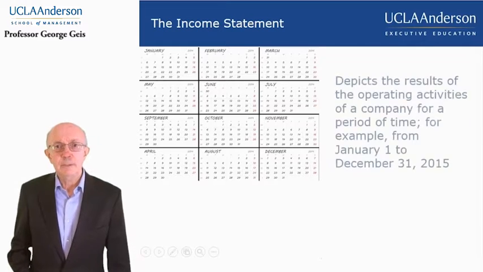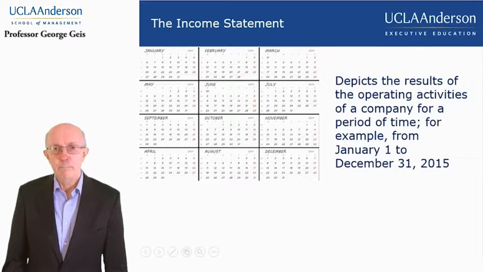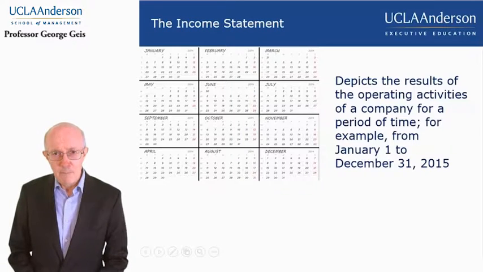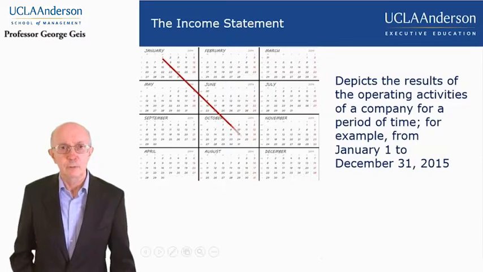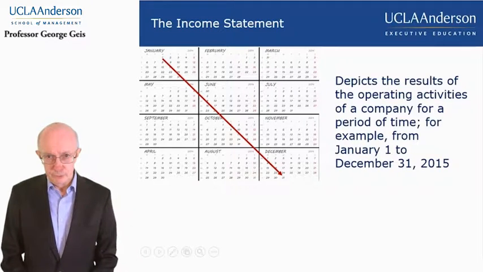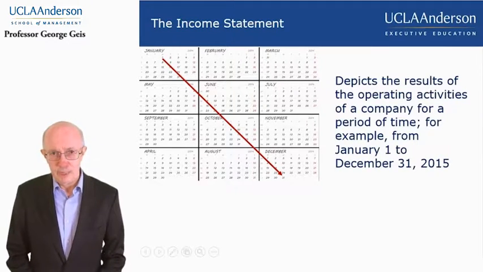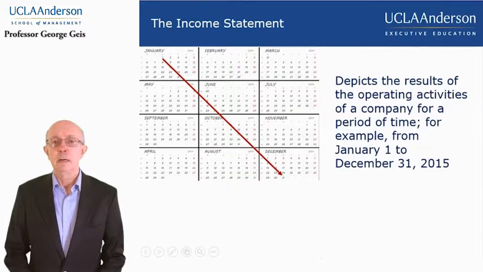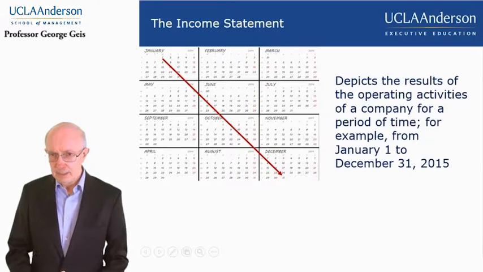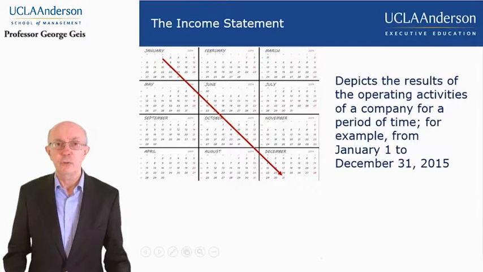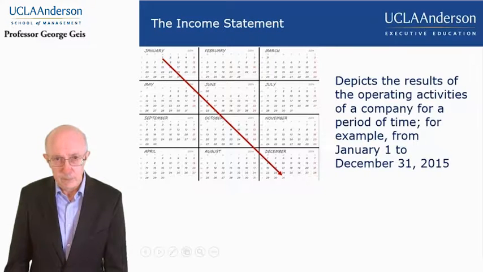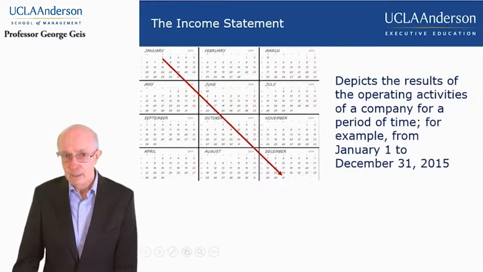Now, the income statement is different than the balance sheet in that it is more of a moving picture of the operating activities of a firm over a period of time. For example, from January 1st to December 31st, 2015. Remember, the balance sheet was a snapshot in a moment of time of your investing and your financing. The income statement is a moving picture that covers the activities over a specific period of time, usually a year.